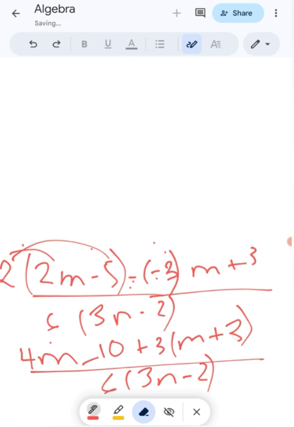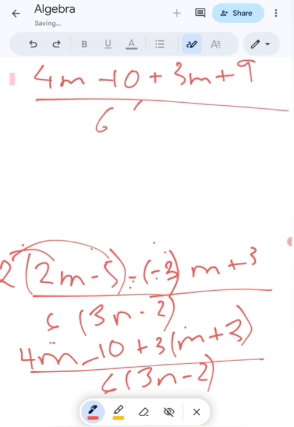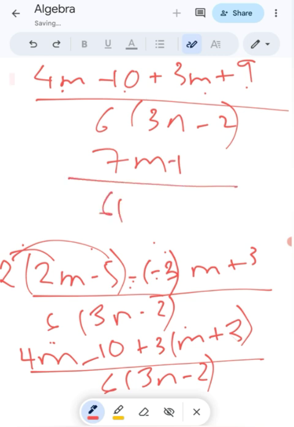Okay, removing the top steps. After this, 4m and 3m: 4m minus 10 plus 3m plus 9, upon 6 into 3n minus 2 was there. Okay, 4m plus 3m makes a 7m, minus 10 plus 9 makes a minus 1, upon 6 into 3n minus 2. I hope it's clear to you all.